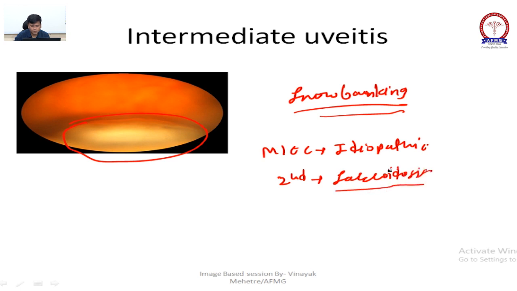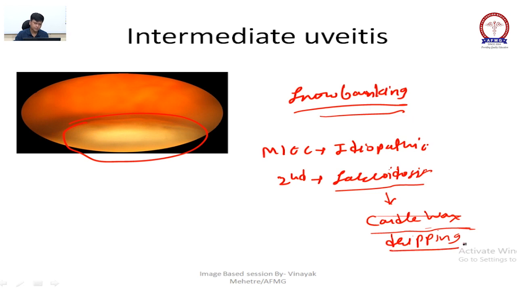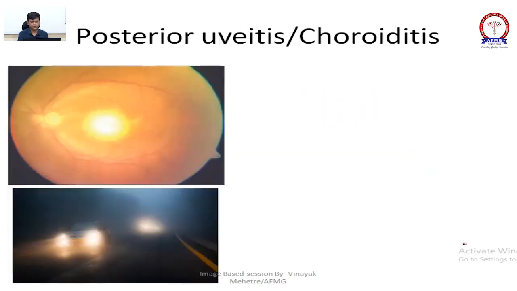Okay, the second most common cause is sarcoidosis, and in sarcoidosis you will also see candle wax dripping. Okay, now posterior uveitis.